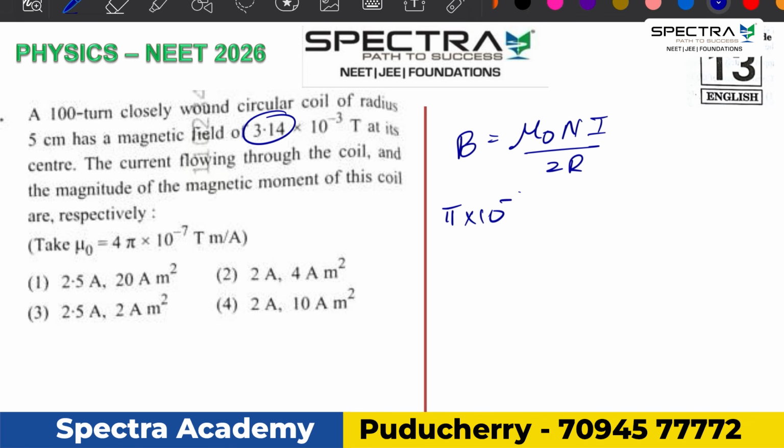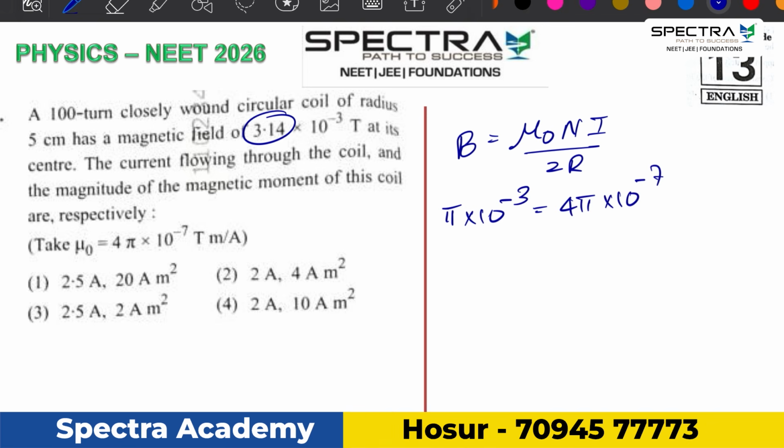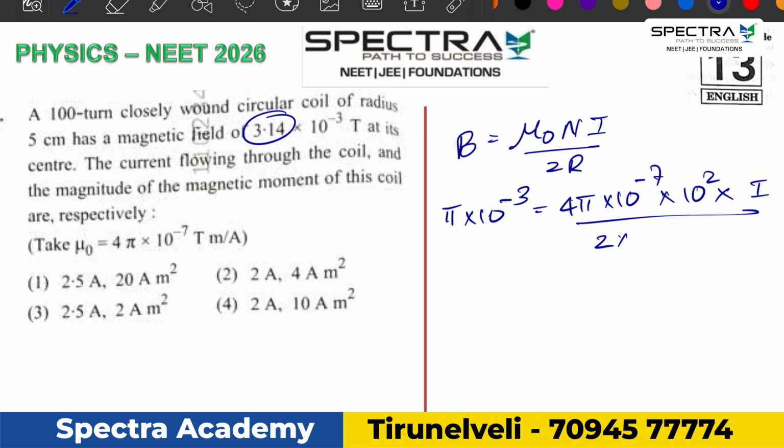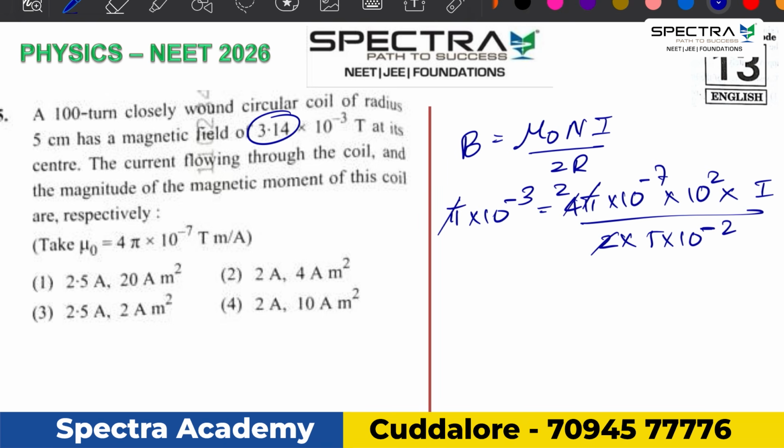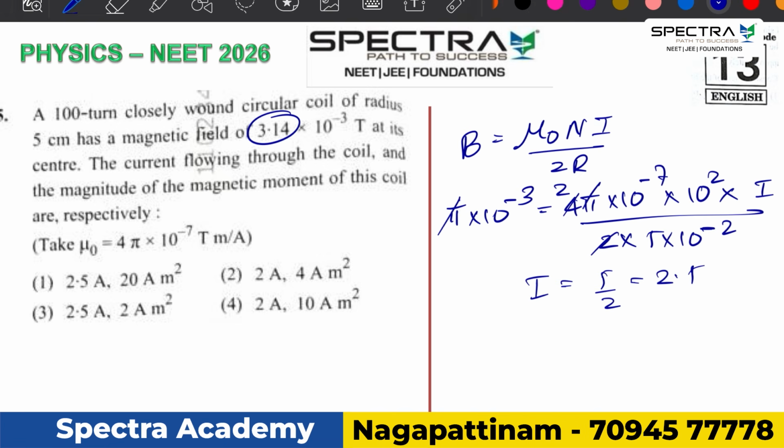Pi into 10 power minus 3 is equal to mu naught, 4 pi into 10 power minus 7, into capital N, 10 power 2, into I, divided by 2 into radius, which is 5 into 10 power minus 2. So pi gets cancelled. 4 by 2 is 2. So on solving, I is equal to 5 by 2, which is 2.5 ampere. So two options are coming.